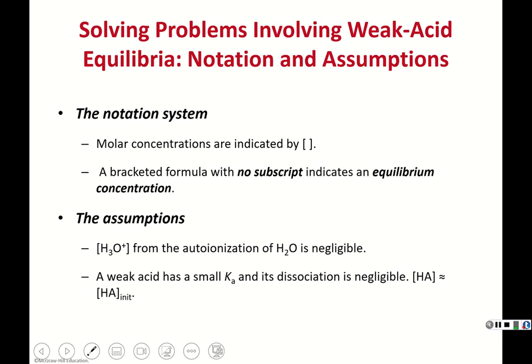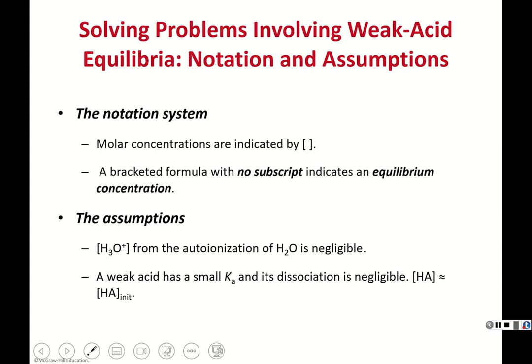Remember, we talked about how water will just naturally dissociate a little bit into H3O+ and OH-. But we can consider that, at neutral pH, that concentration is 1 × 10^-7. Okay, so that's a very low concentration in relative terms. So we can just negate that. You don't have to add that amount of H3O+ into whatever your weak acid has. We can just ignore it.